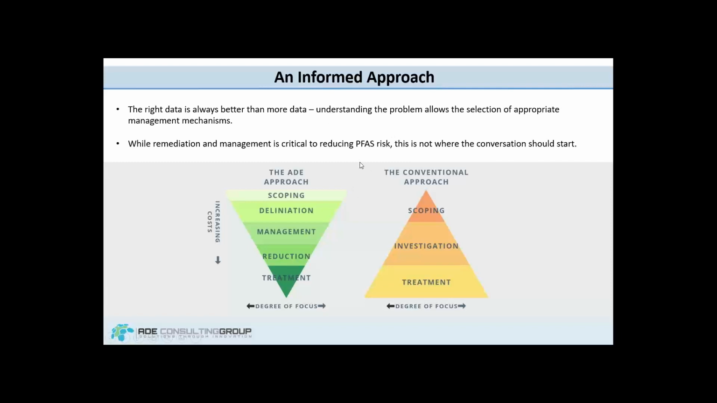Typically in PFAS dialogue, we hear about studies, and the first thing people start talking about when we speak about a PFAS impacted site is treatment. Really, we should be looking at scoping, delineating, looking at opportunities to manage the risk without remediation first, before we're moving on to reduction and treatment. So that's basically dividing the site up or the material up, segregating it, and then deciding what needs to be treated and what can be managed.